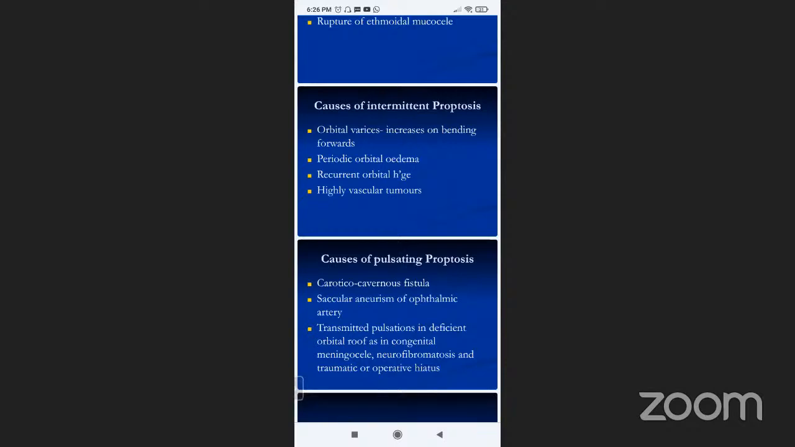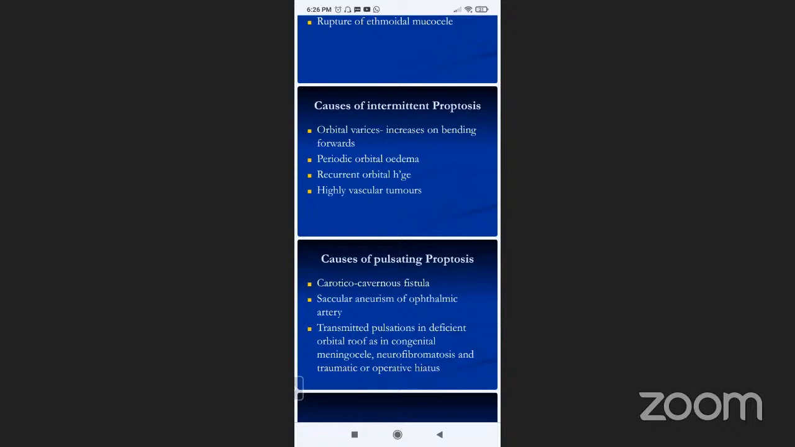Then pulsatile or pulsating proptosis, where you will get a pulsation. That is usually seen in carotico-cavernous fistula. That is a communication between the internal carotid artery and the cavernous sinus. That can produce a pulsation, pulsatile proptosis. Then saccular aneurysm of the ophthalmic artery can also present as pulsatile proptosis.